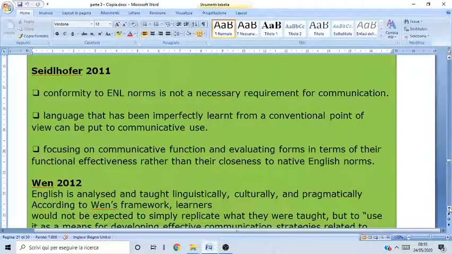And so you have to aim at being effective rather than being perfect. Or at least with perfect, I mean using the grammar rules of the inner circle. Okay, so basically what Sedelhofer says is use language to communicate. It doesn't matter if it's not respecting the inner circle rules.